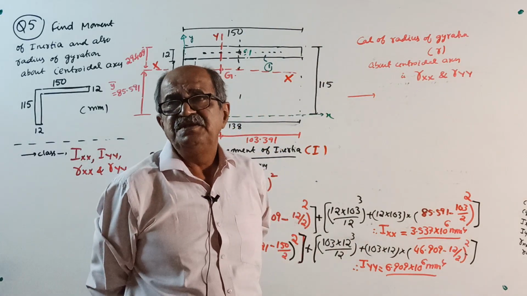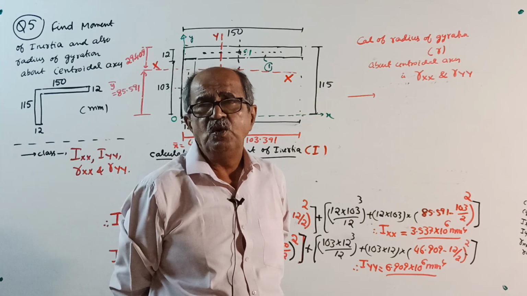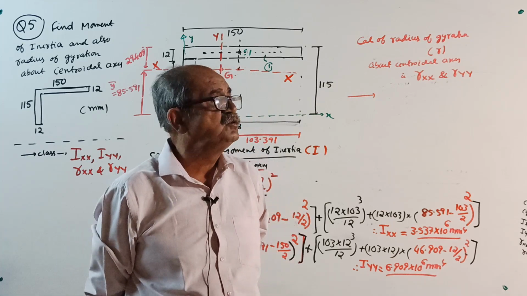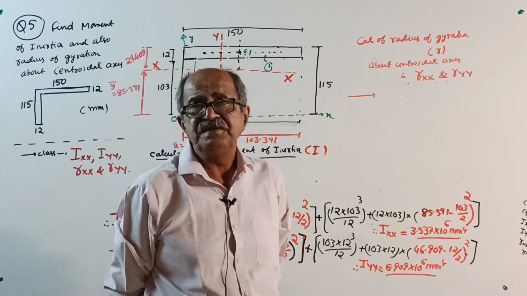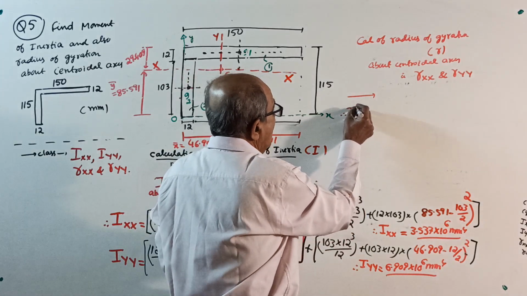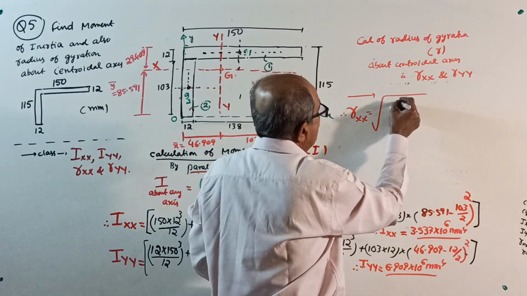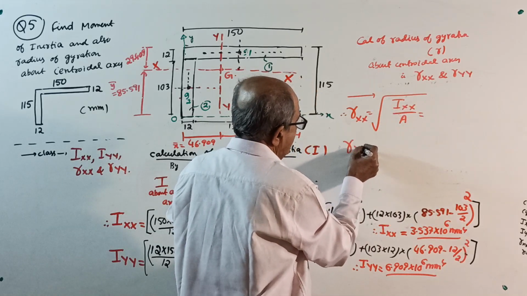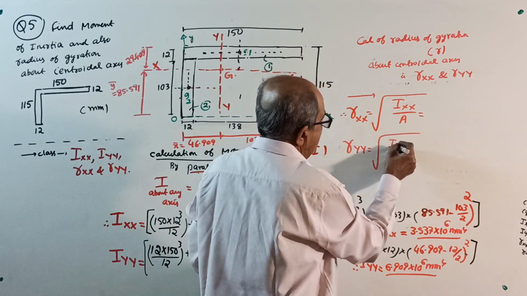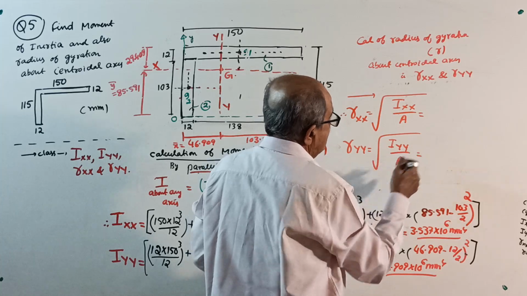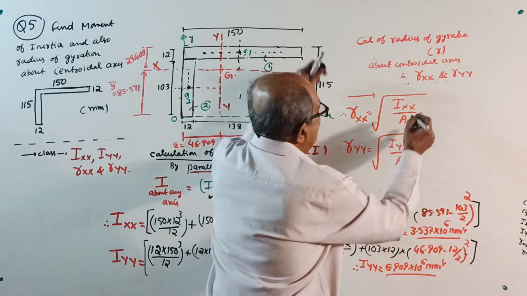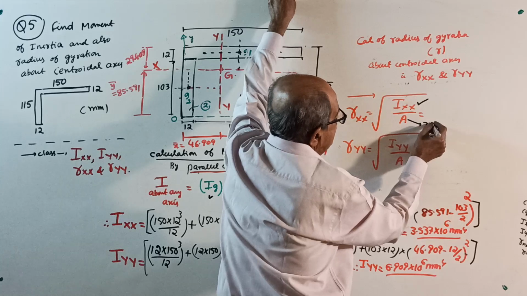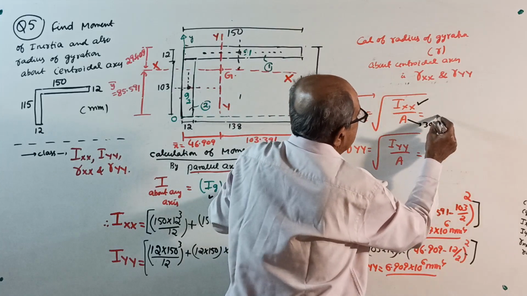You write, in general, radius of gyration R equal to root of I by A, or R about any axis equal to the square root of I about that axis divided by area. Therefore, R about XX equals the square root of I about XX divided by total area, and R about YY equals the square root of I about YY divided by total area. Now, the substitution part, you do it. Ixx is here. Area I told is how much? 3036. Substitute, get the Rxx.